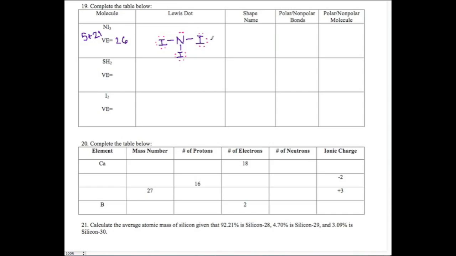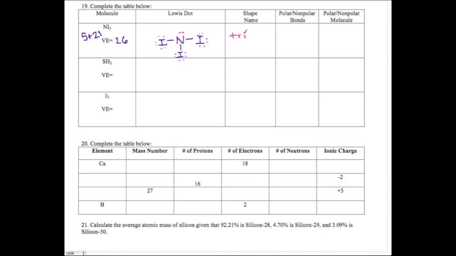My last thing that I need to do, guys, is make sure I only use 26 valence electrons, because if I used any more than 26 valence electrons, I'm going to have to start double bonding, which hopefully I don't have to do. So let's count. 2, 4, 6, 8. So I have 2 here, 4, 6, 8, 10, 12, 14, 16, 18, 20, 22, 24, 26, and I'm safe.